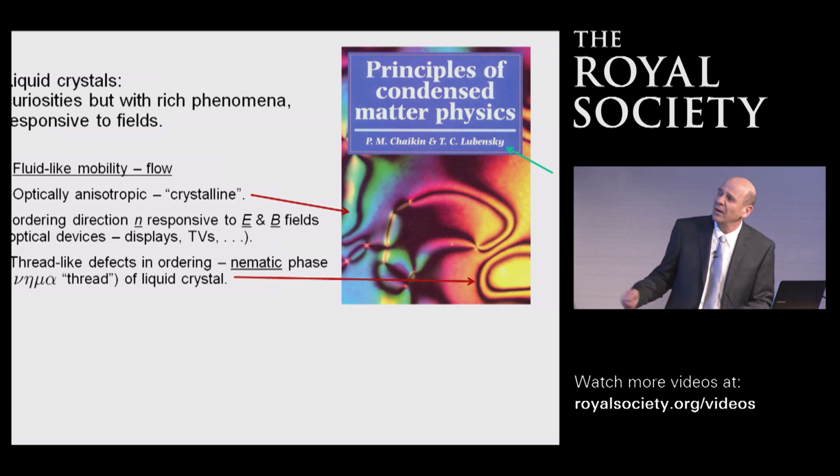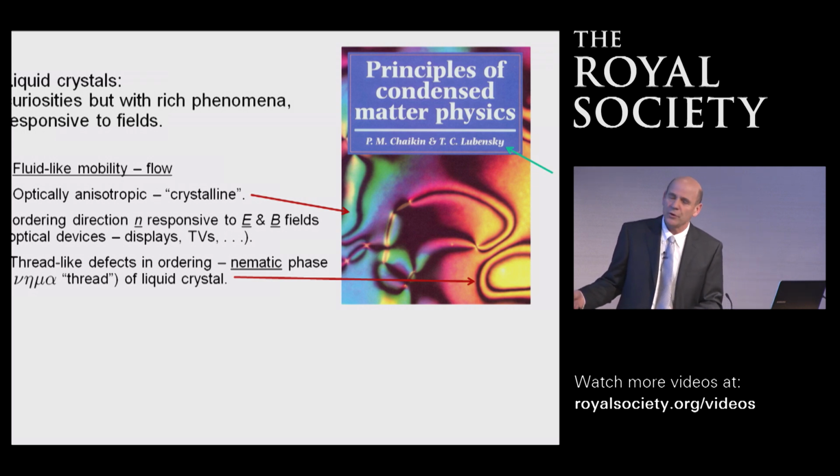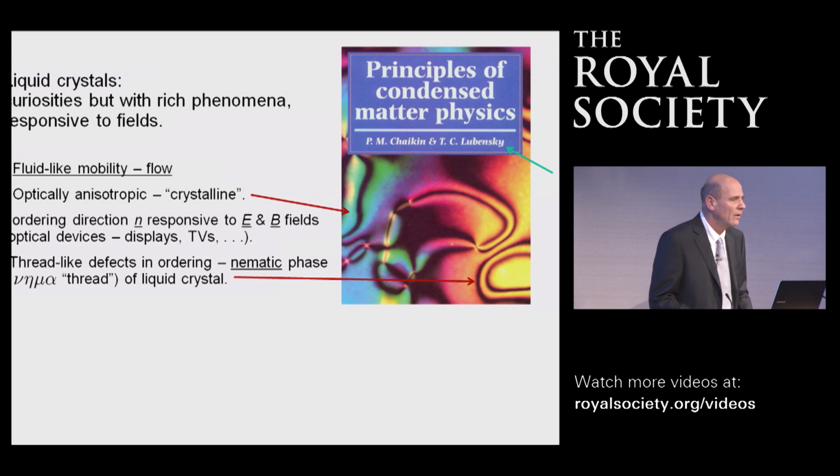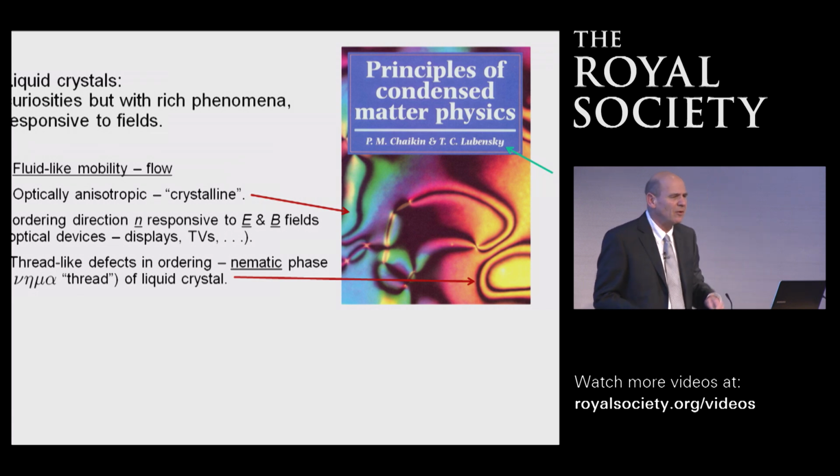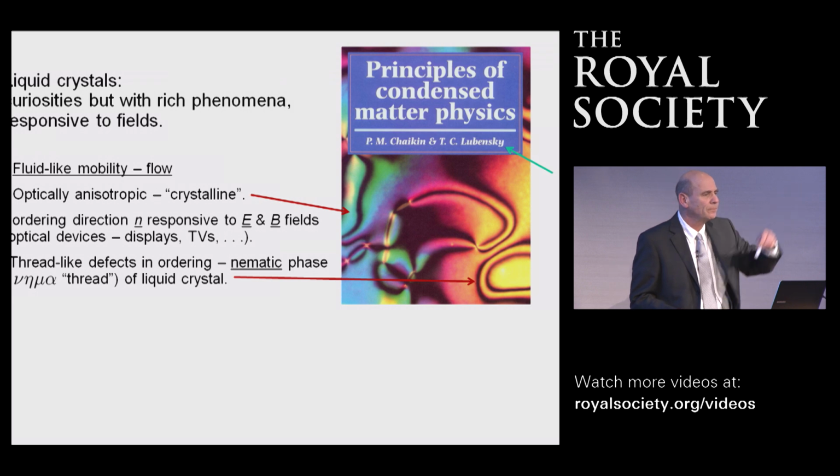And they are at the heart of probably one of the largest industries in the world. 3 billion displays a year are made from liquid crystals. And that's because these are anisotropic liquids. They are liquids, they flow. I showed you a bottle of it here. And they respond to electric magnetic fields. That's what makes them a display in a watch. And they have thread-like defects in their ordering. And that gives them their name from the Greek word nemata for thread. And so when I talk about nematics, I just mean the simplest form of a liquid crystal.